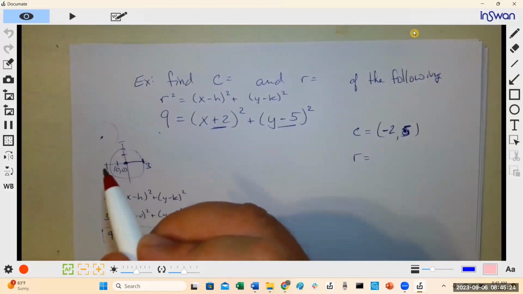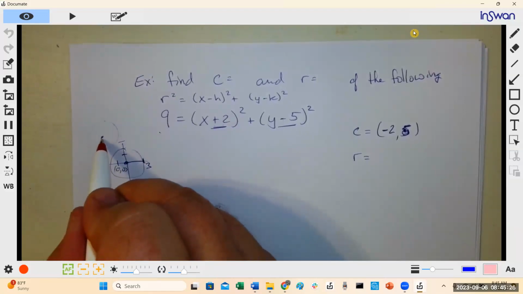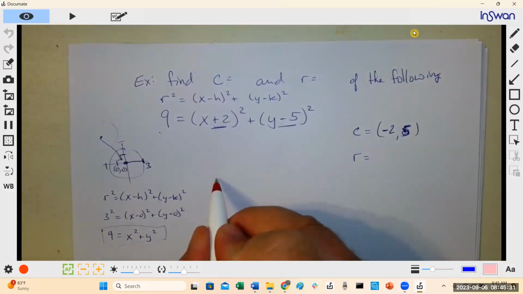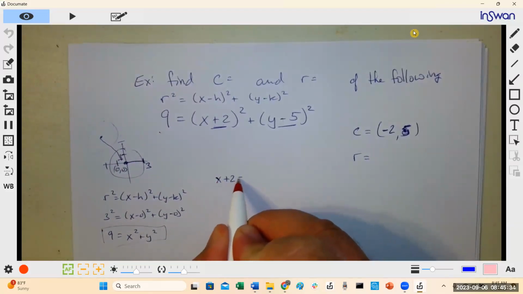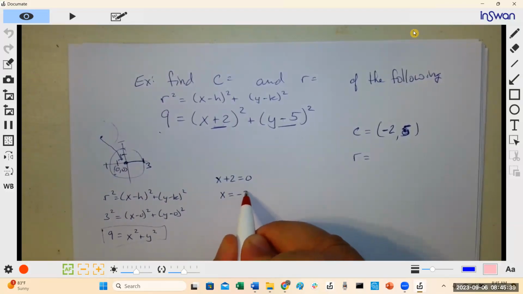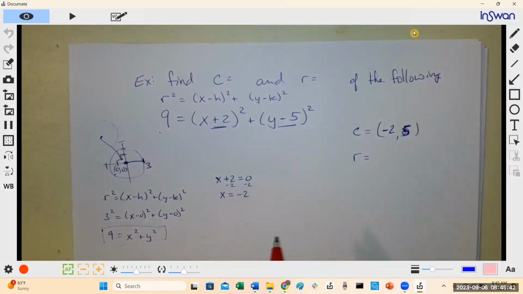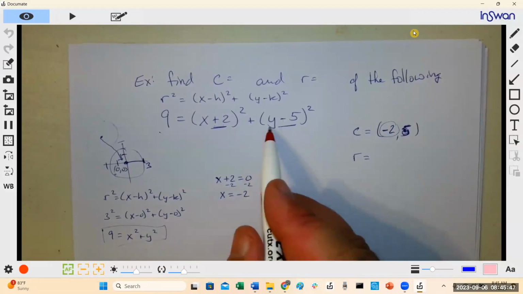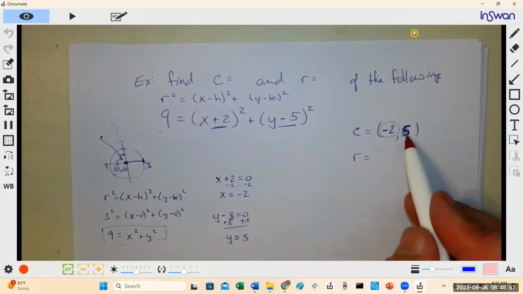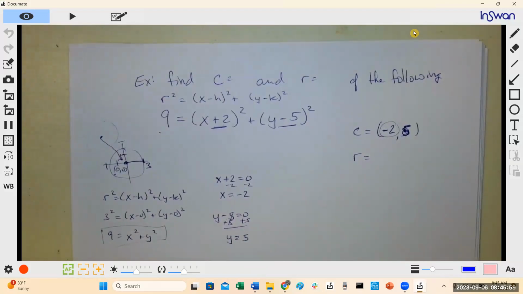That's the center. What I want to see is what do I have to do to get it back to the origin? So if I took x plus 2 and put it equal to 0, x equals negative 2. So you have to subtract 2. That's what we got there. Likewise, same thing here. y minus 5 set it equals 0. Add 5 to both sides. y equals 5. There you have it. So that's the reason it's always opposites.